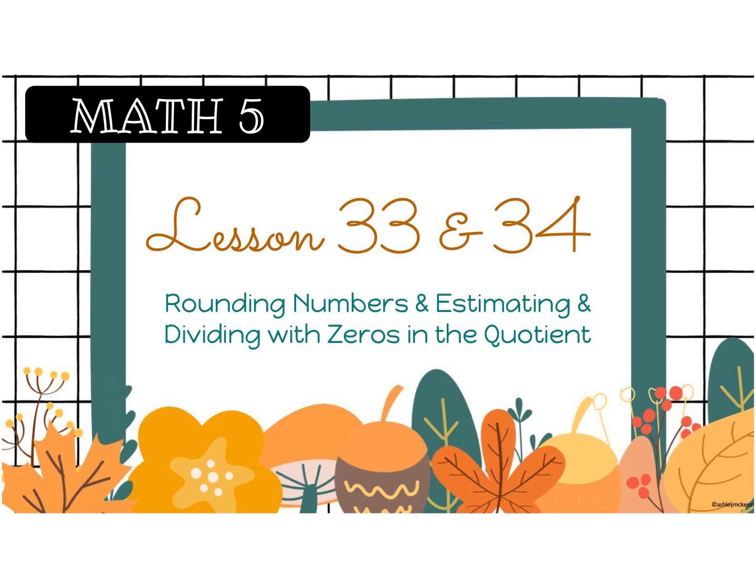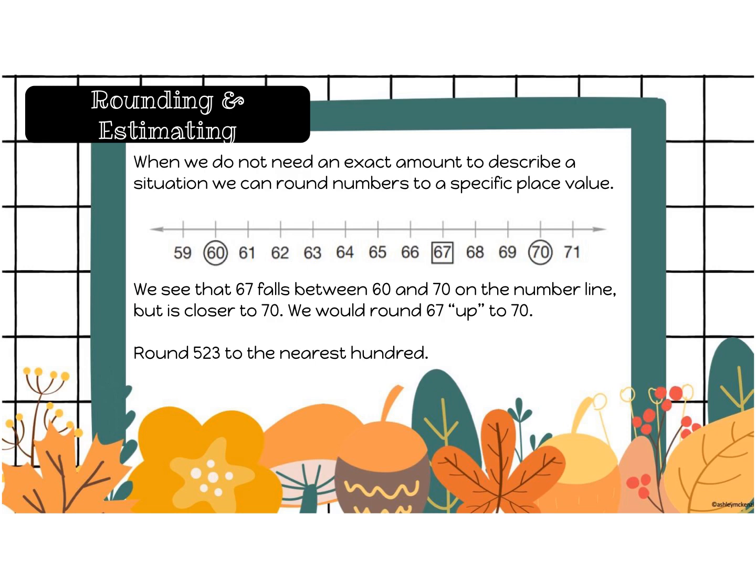Today we're doing lesson 33 and 34, so we're combining the rounding and estimating with the dividing with zeros and the quotient. So both of these are kind of review for what we have already done so far this year, because we've already done the long division with zeros and our quotient. So starting today, we're going to start with lesson 33, which is all about rounding and estimating.